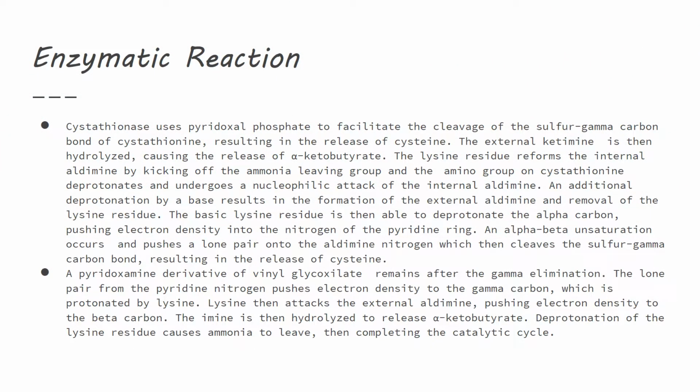For the enzymatic reaction, cystathionase uses pyridoxal phosphate to facilitate the cleavage of the sulfur gamma carbon bond of cystathionine, resulting in the release of cysteine. The external ketimine is then hydrolyzed, causing the release of alpha-ketobutyrate.